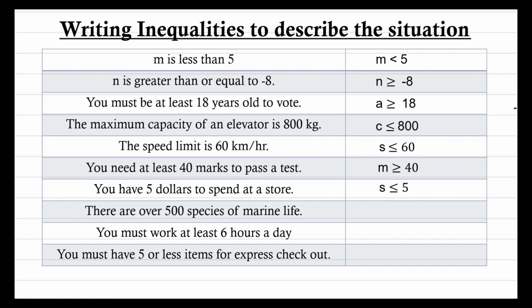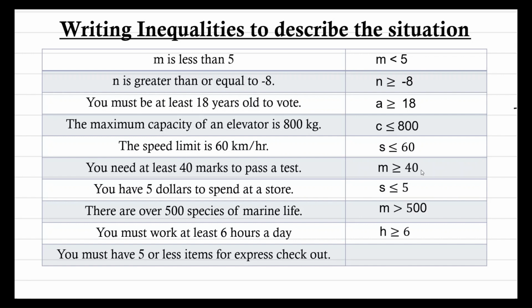There are 500 species of marine life. So the marine life species are over 500, more than 500. So M greater than 500. You must work at least 6 hours a day. At least 6 hours means you need to work 6 hours or more than 6 hours.